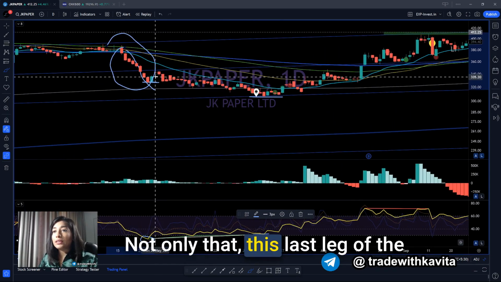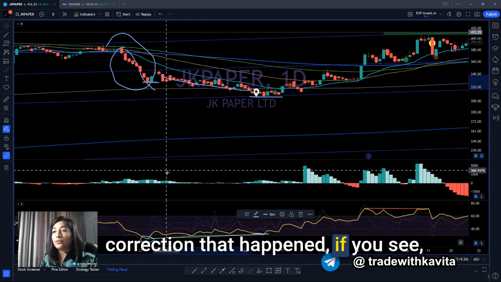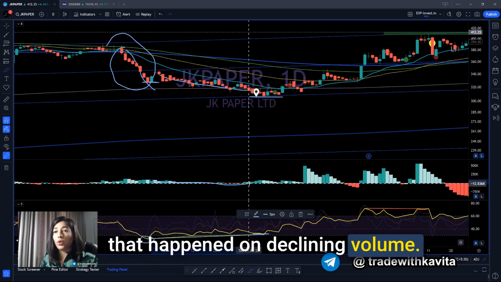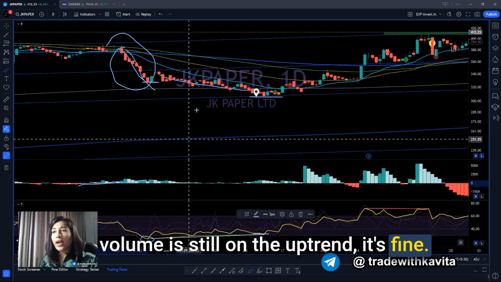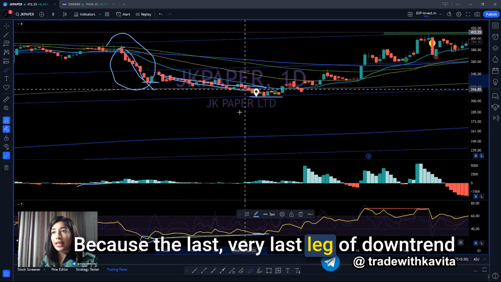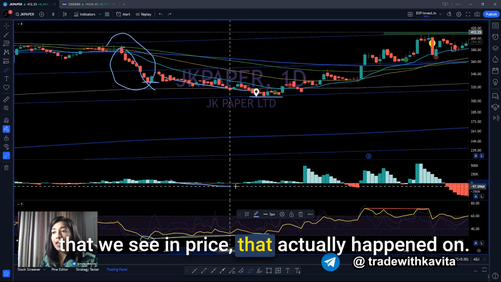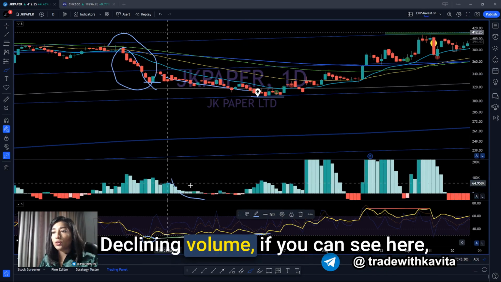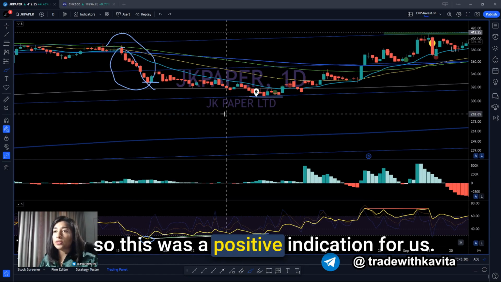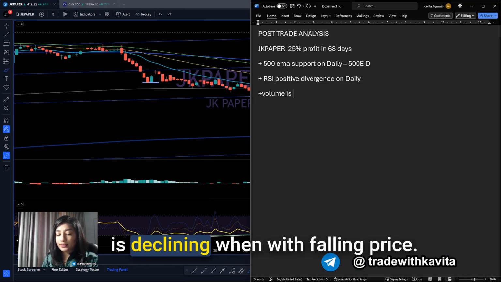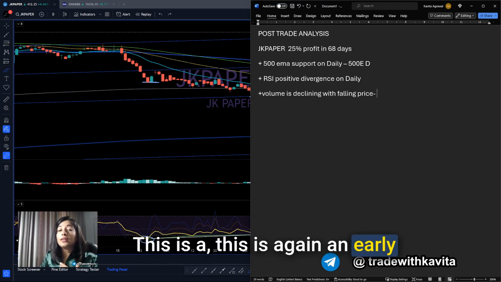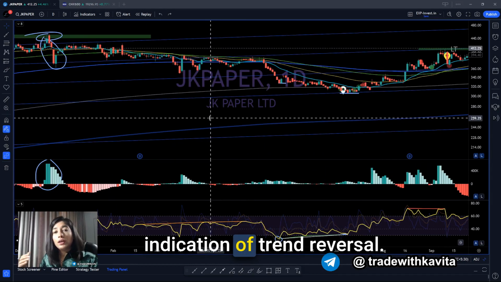Not only that, this last leg of the correction that happened, if you see, happened on declining volume. So here, even if you say that the volume is still on the uptrend, it's fine, because the very last leg of downtrend that we see actually happened on declining volume, if you can see here. So this was a positive indication for us. So again, on the daily time frame, volume is declining when price is falling. This is again an early indication of trend reversal.